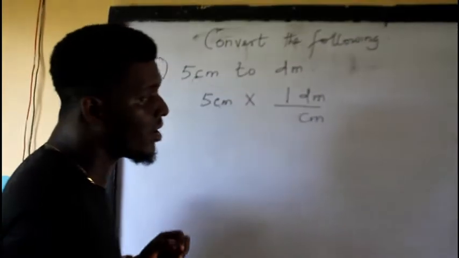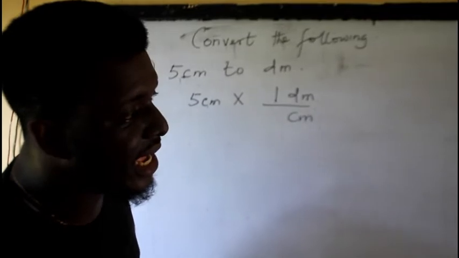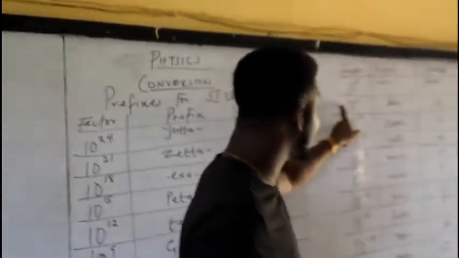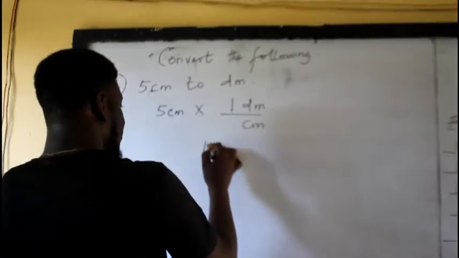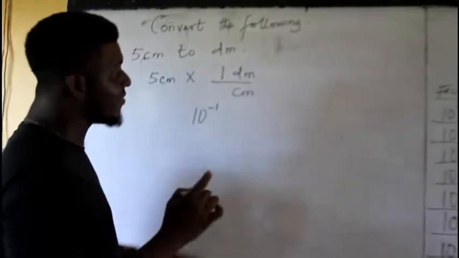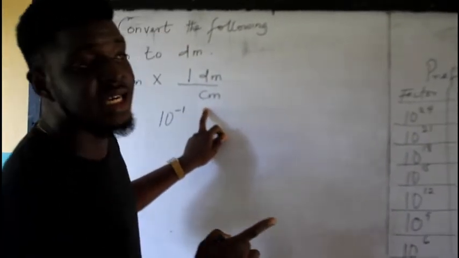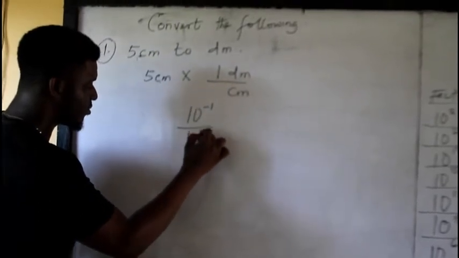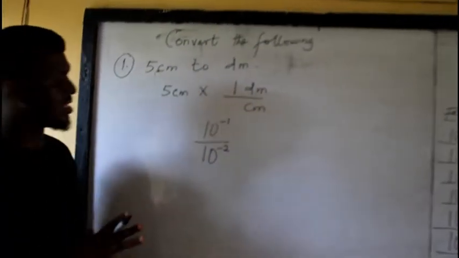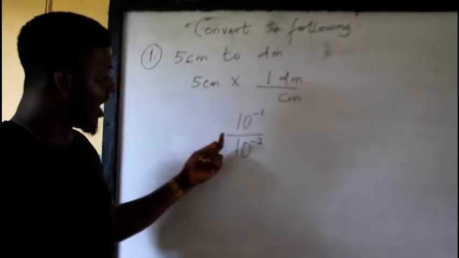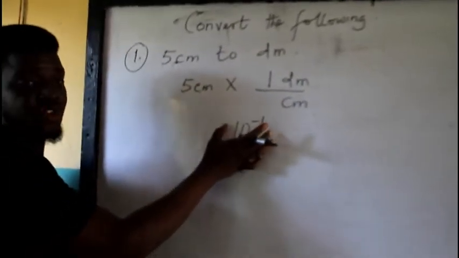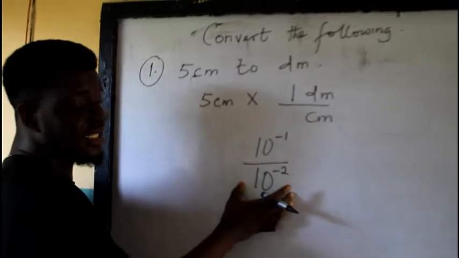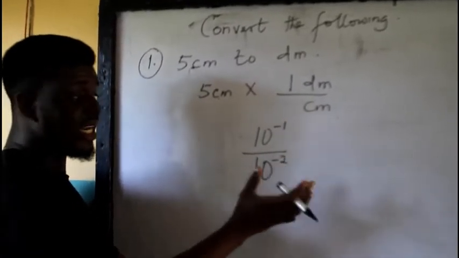Alright. I guess you all get that. Now, let us go back there. We have that decimeter is 10 raised to the power minus 1, and centimeter is 10 raised to the power minus 2. Please, these are the things that you need to know. Decimeter is 10 raised to the power minus 1. Centimeter is 10 raised to the power minus 2. Then let's do the mathematics.